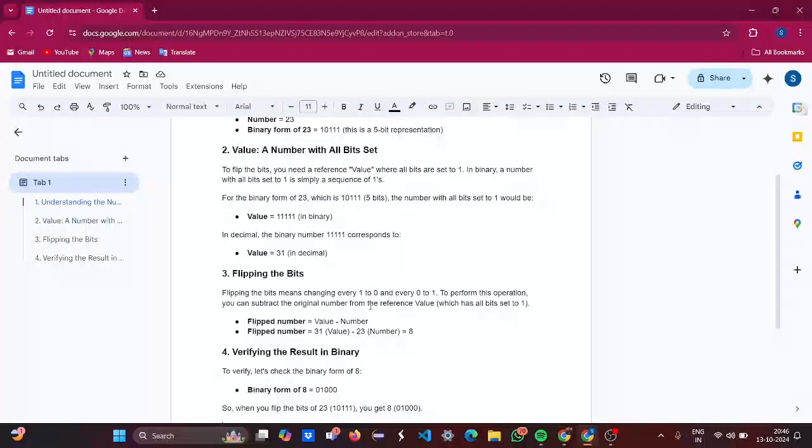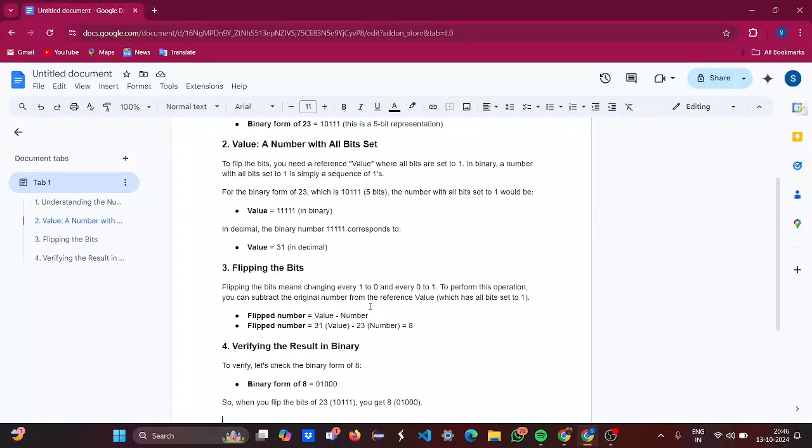Next, how do you find your value, a number with all the bits set? To flip the bits, you need to refer to a value where all the bits are set to 1. In binary, a number with all the bits set to 1 is simply a sequence of ones. If it is a 5-bit representation, all the bits should be set to 1. So the value is 11111, and in decimal, this corresponds to 31.